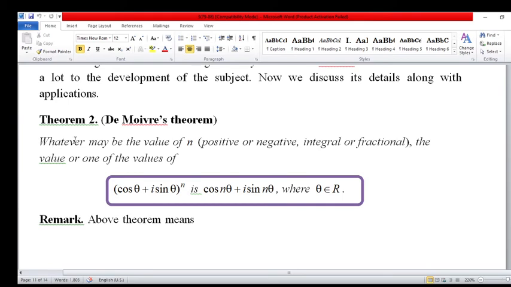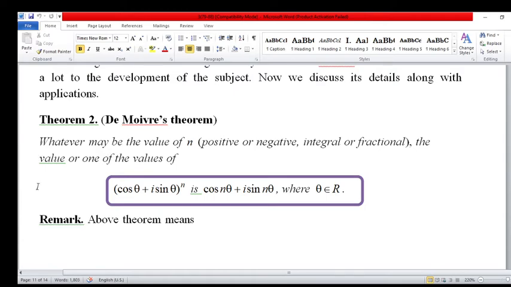Again, repeat this equation, whatever may be the value of n. One value of (cos theta plus i sin theta) raised to the power n is cos n theta plus i sin n theta, where theta belongs to R. This condition is already given in case 3. So this is how De Moivre's theorem is over.